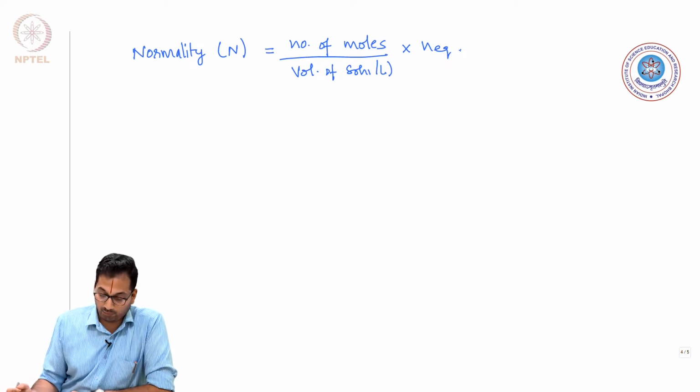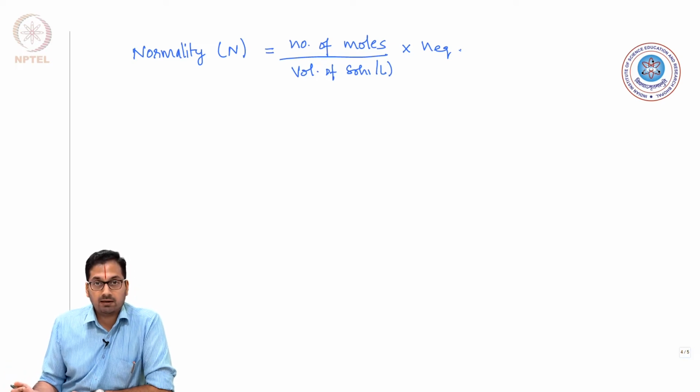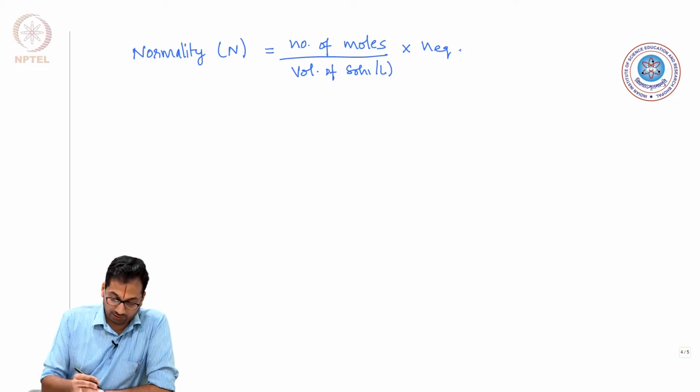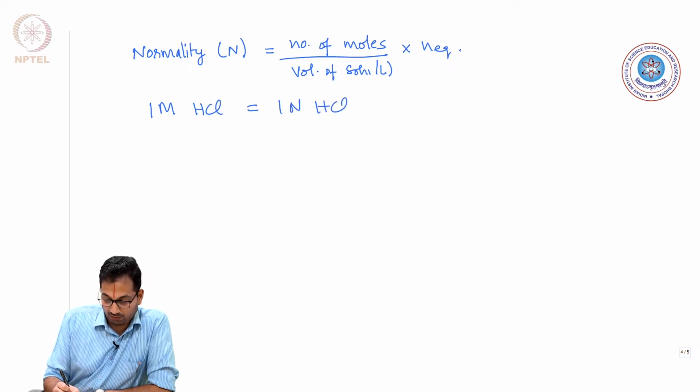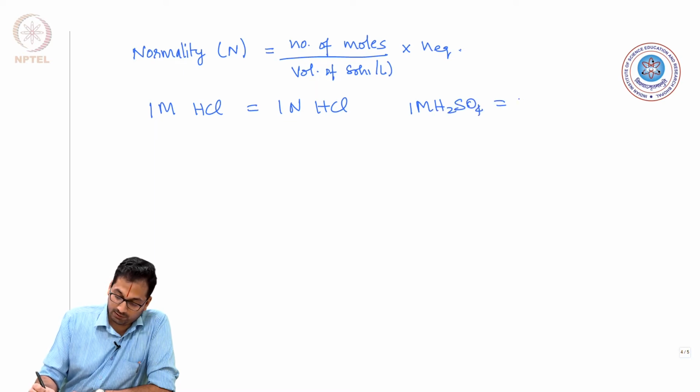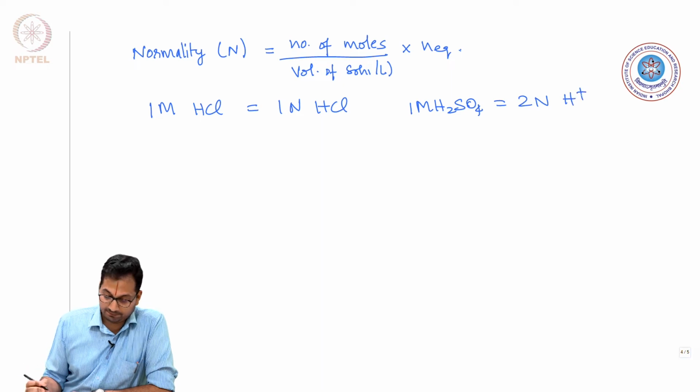As we just saw a moment back, for HCl and H2SO4, the number of equivalents are different from each other. So for instance, for such a neutralization reaction, a 1 molar HCl solution is 1 normal HCl. On the other hand, a 1 molar H2SO4 solution is 2 normal in H plus ions. Okay.